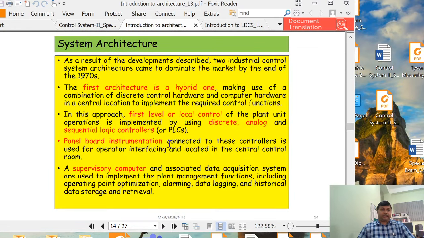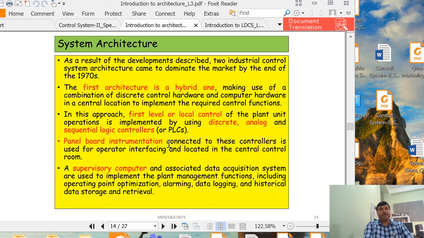And then we are now, I think, ready to understand the system architecture. As a result of the developments described, two industrial control system architectures came to dominate the market by the end of the 1970s. So now I want to summarize the things that we have learned.